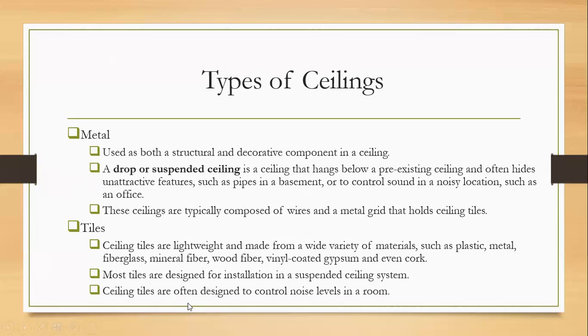All right. The tiles, we can have different types of ceiling tiles. For example, they could be plastics. There are a lot of PVC ceiling tiles available now. There's metal, fiberglass. Fiberglass was commonly used before. There's also mineral fiber, wood, vinyl, coated gypsum, and even cork. All right. So most tiles are designed for insulation in the suspended ceiling system, and the tiles are often designed to control noise levels in rooms.